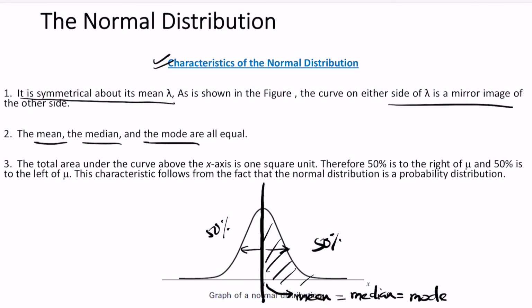Next, the total area under the curve above the x-axis is 1 square unit. So the total area under the curve, the sum of p of x or f of x, we don't use sigma here, but the total area is always equal to 1.